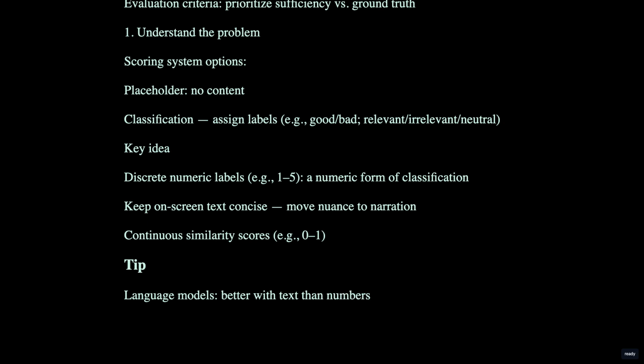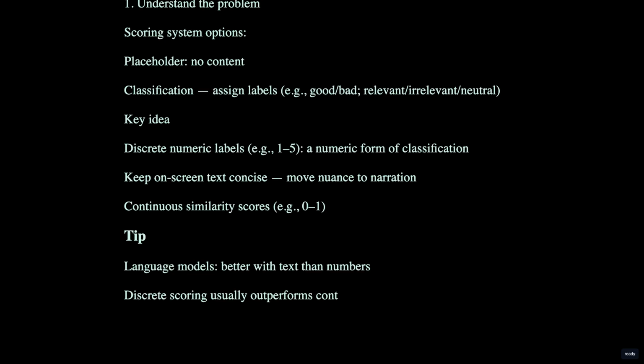Language models generally excel at linguistic tasks, summarizing, classifying, and generating text, rather than precise numeric reasoning. Researchers also report that AI evaluators tend to be more reliable when asked to make categorical judgments, classification, than when asked to assign fine-grained numerical scores, which often require careful calibration.